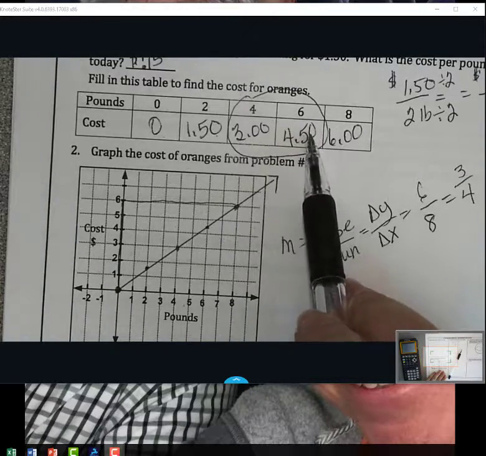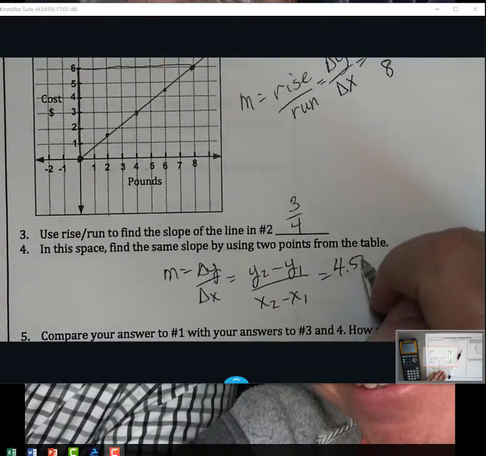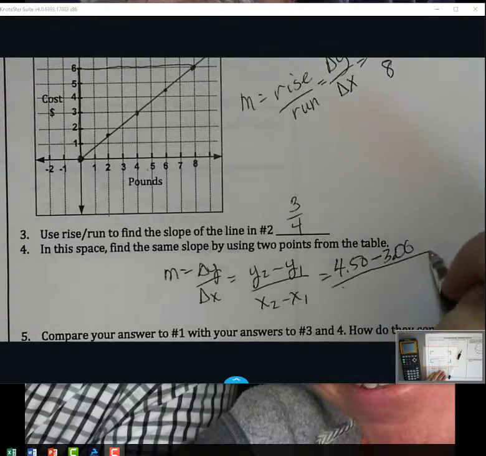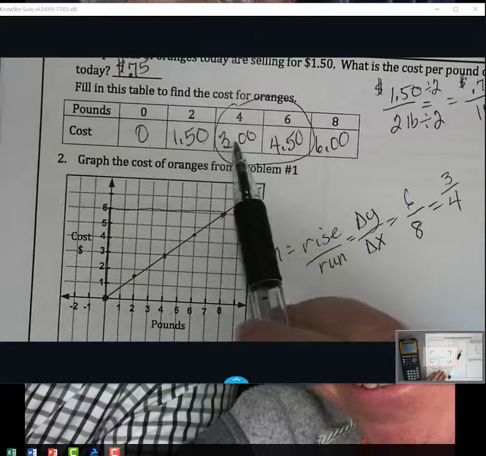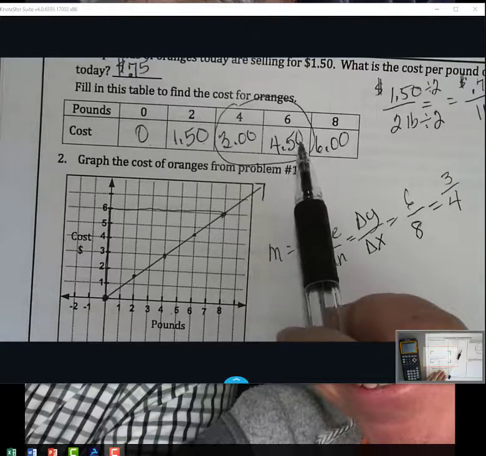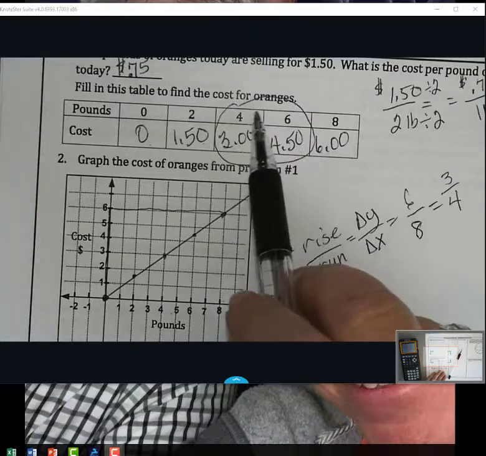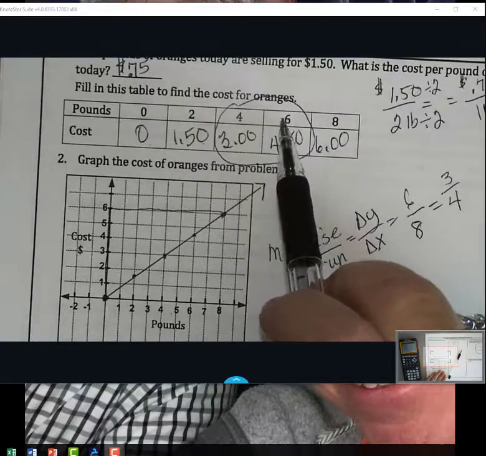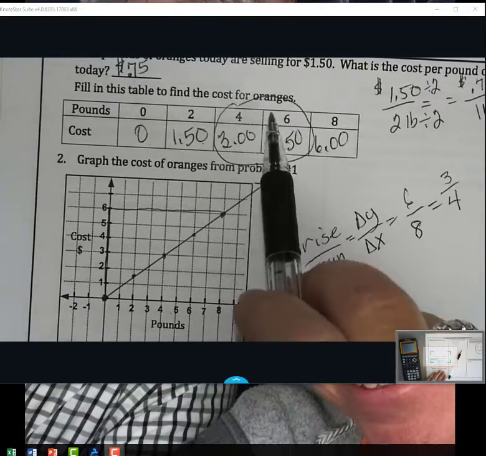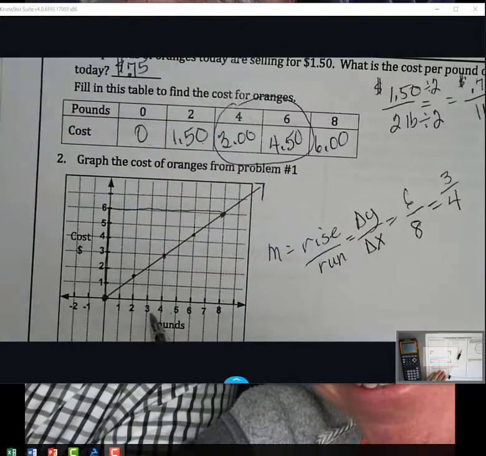Okay, my y values, I'm going to say $4.50 minus $3 over, so that's y sub 2 minus y sub 1. So I went here minus this, therefore I must go 6 minus 4, the same direction. Okay, this would be the change in y, these two are the change in x, because cost is your y and pounds is your x.